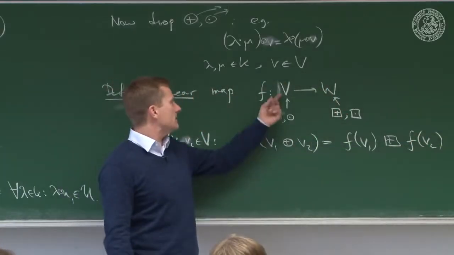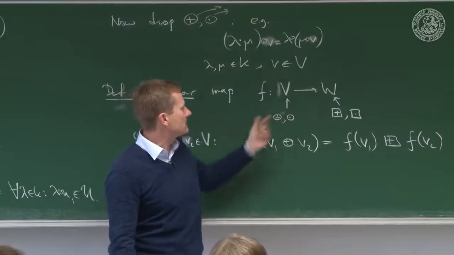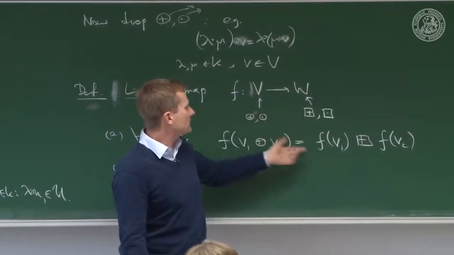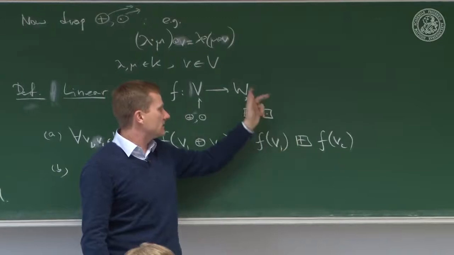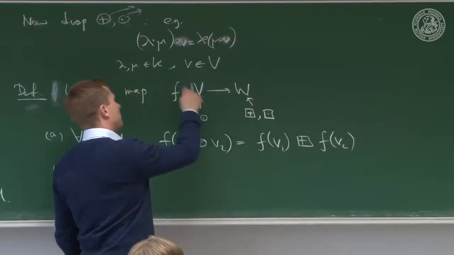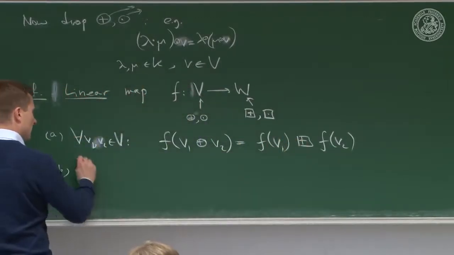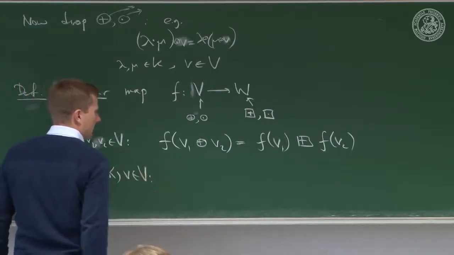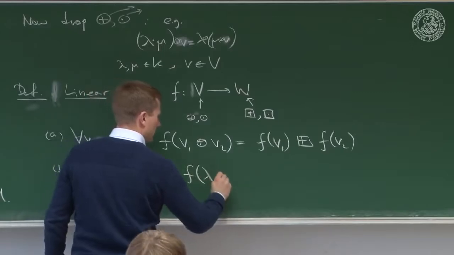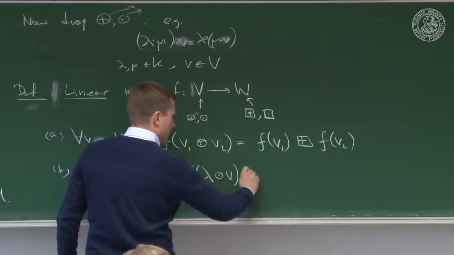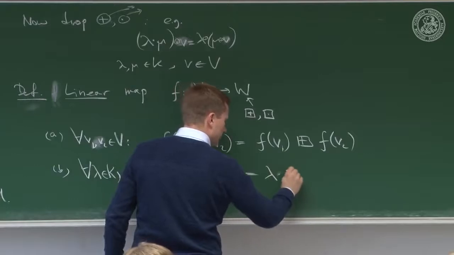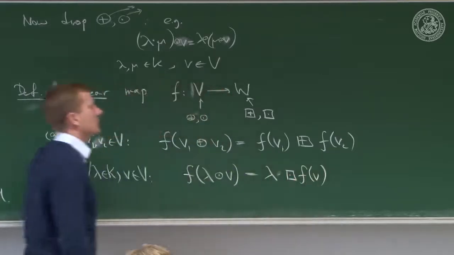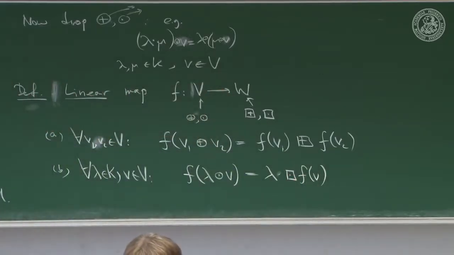So you can first add in the first vector space and then map the result, or you can map the individual vectors and then add in the target vector space, and you get the same result, and that's a property of the map F. That's the additivity, and here you have for any lambda in the underlying field and for any v in the domain, f of lambda circ times v is lambda box times f of v. Okay, and you saw this before, probably without the circs and the boxes, but it's important to emphasize this once.